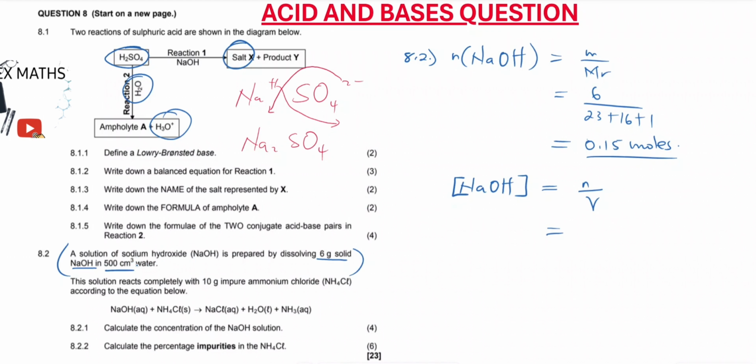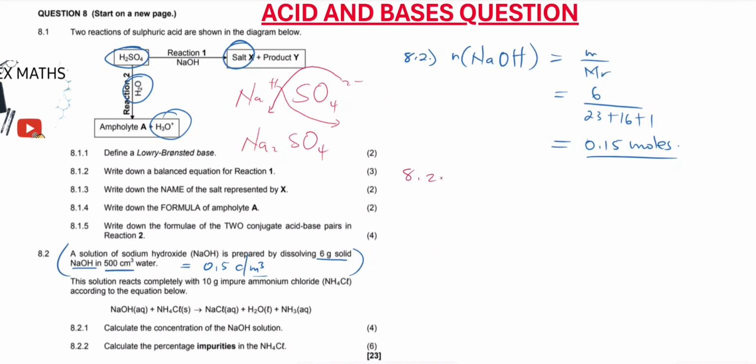So we need to convert 500 cubic centimeters to cubic decimeters. We can only do that by dividing by 1000. So that is going to be 500 cubic centimeters divided by 1000. We are going to get 0.5 cubic decimeters. That's our volume that we are going to use on our calculation of concentration. So that is going to be 0.15 divided by 0.5. This gives us 0.3 mole per cubic decimeter.